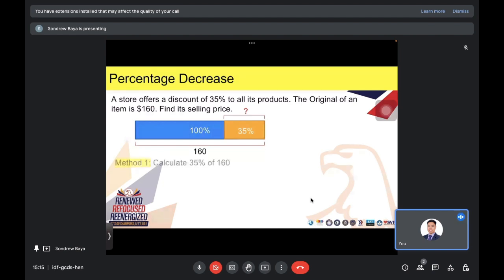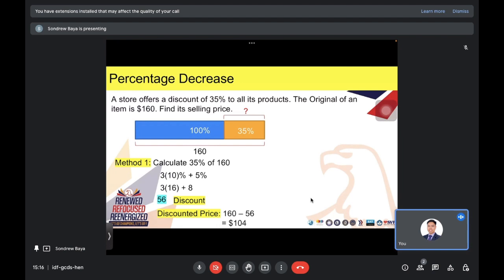Method 1 is the same as the previous method for percentage increase. Calculate 35% of 160. So 35% can be broken down into 30% plus 5%, by which 10% of 160 is 16. Therefore, 5% will be half of it, which is 8. So this will now be 3 times 16 plus 8, or equal to 56. So this is now the discount. Therefore, the price would be lessened by $56. So the discounted price would now be 160 minus 56, or $104. This is the first method.